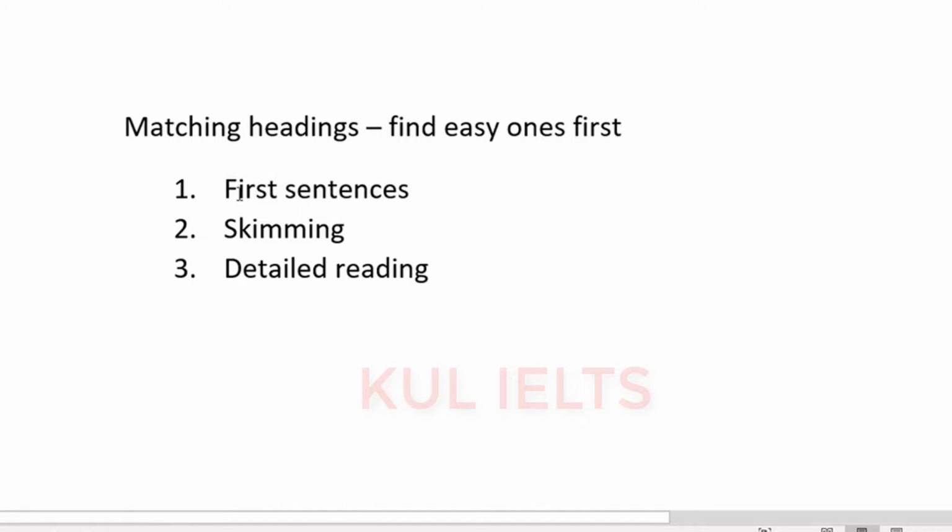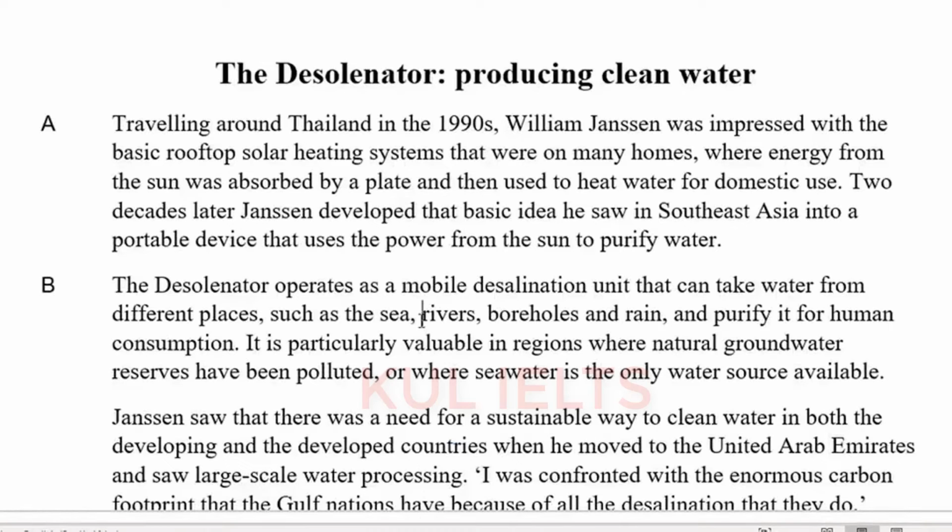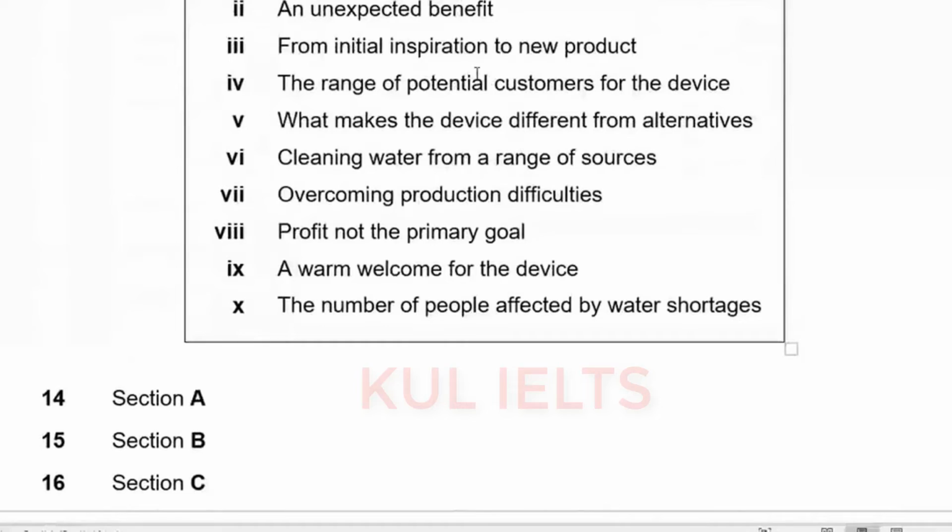And then also just remember, if it's reading passage 1 or 2, then there will be some in the first sentence. But if it's reading passage 3, there might be 1 or there might be none in the first sentence. Then we're going to go and skim a paragraph. Then for the difficult ones, right at the end, we're going to do the detailed reading. Okay. I think let's just get started.